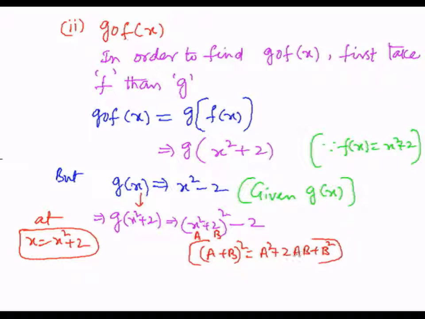we can elaborate x square plus 2 whole square as, that implies a square, so a is replaced by x square, but it must be squared because it is a square, plus 2ab, plus 2 into the a value, x square, again into b, which is 2, plus b square, so b is 2, that is 2 square. This minus 2 must be copied as it is.